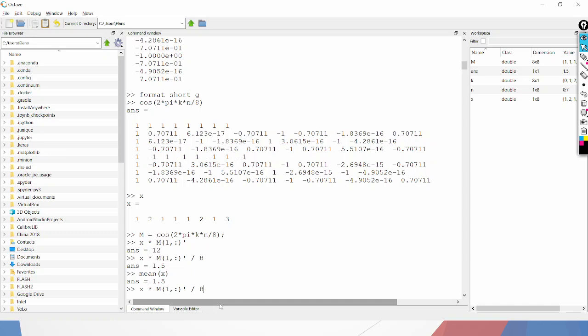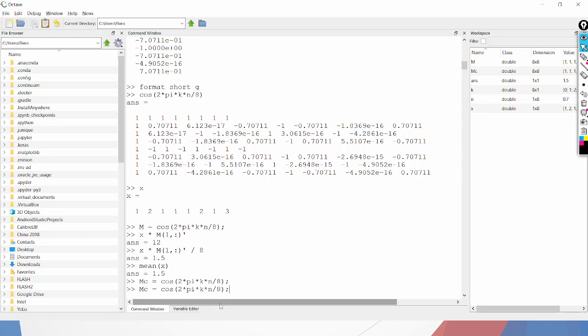Now, if I do the same for sine waves, let's say this is the M matrix for cosine. Now I'm going to have the same matrix of sine waves.